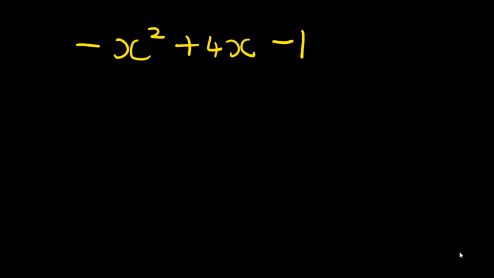Pause the video and try out this problem here, and then see if you're going to get the same solution as mine. Let's continue. So you're going to say 1 over 2 multiplied by b all squared. Our b in this case is 4, right?